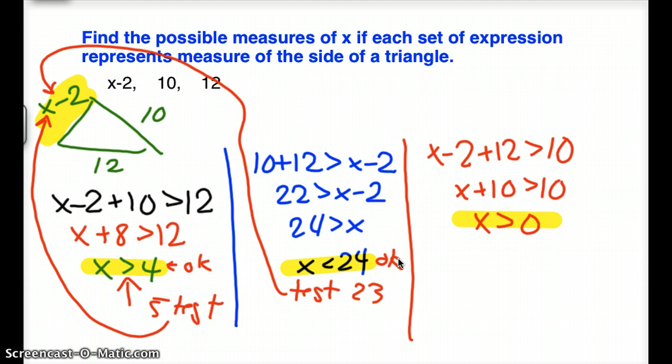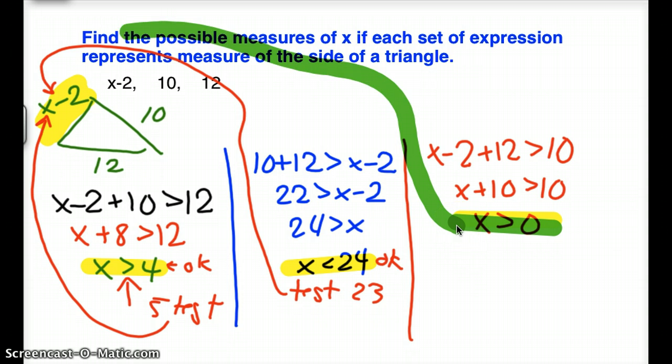When I plug in 0, is 0 going to get me a non-negative side? No, 0 minus 2 is negative 2. So this one I am not going to use.